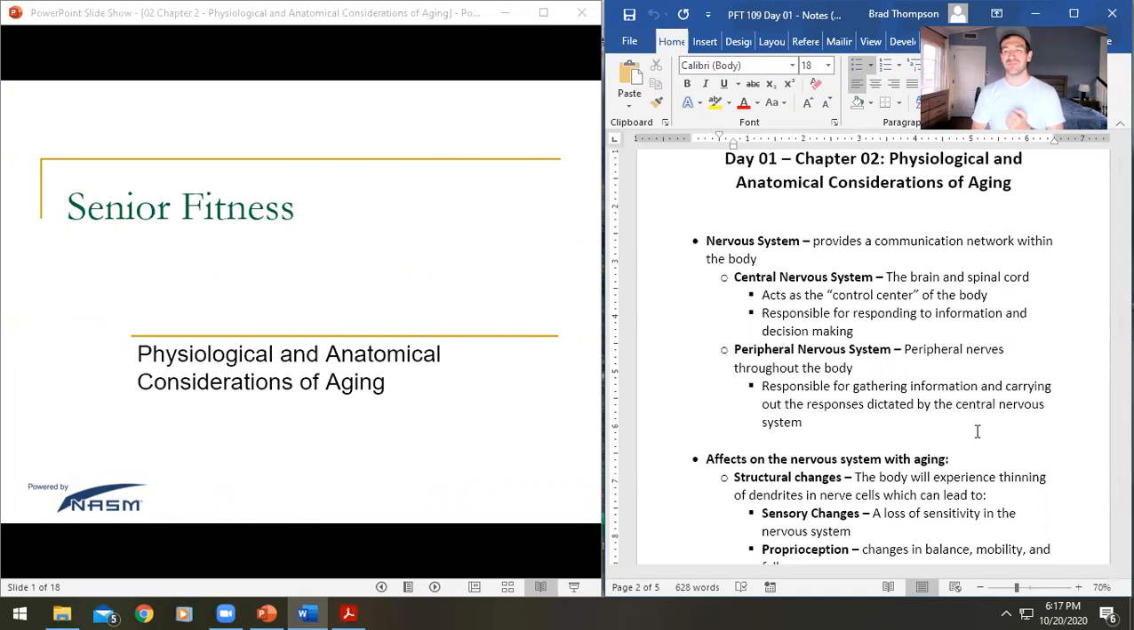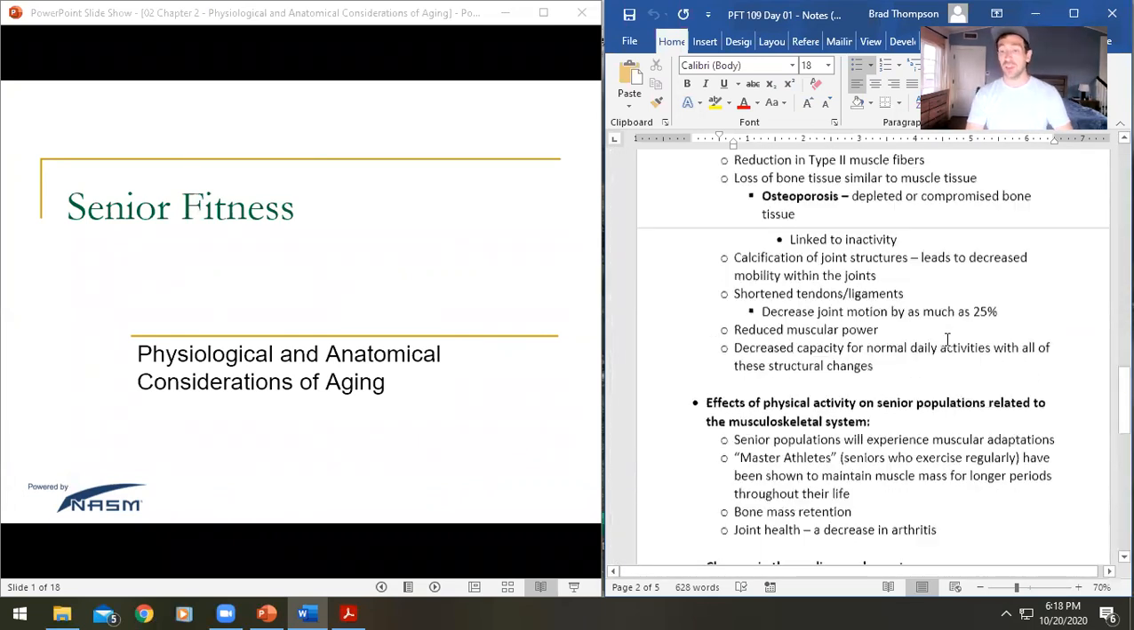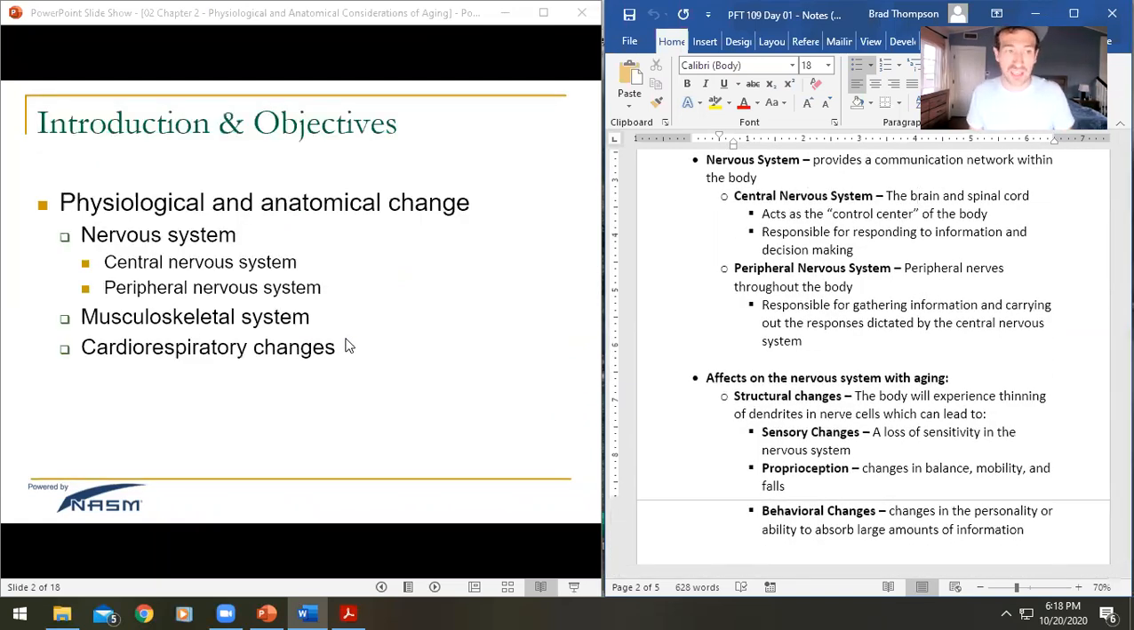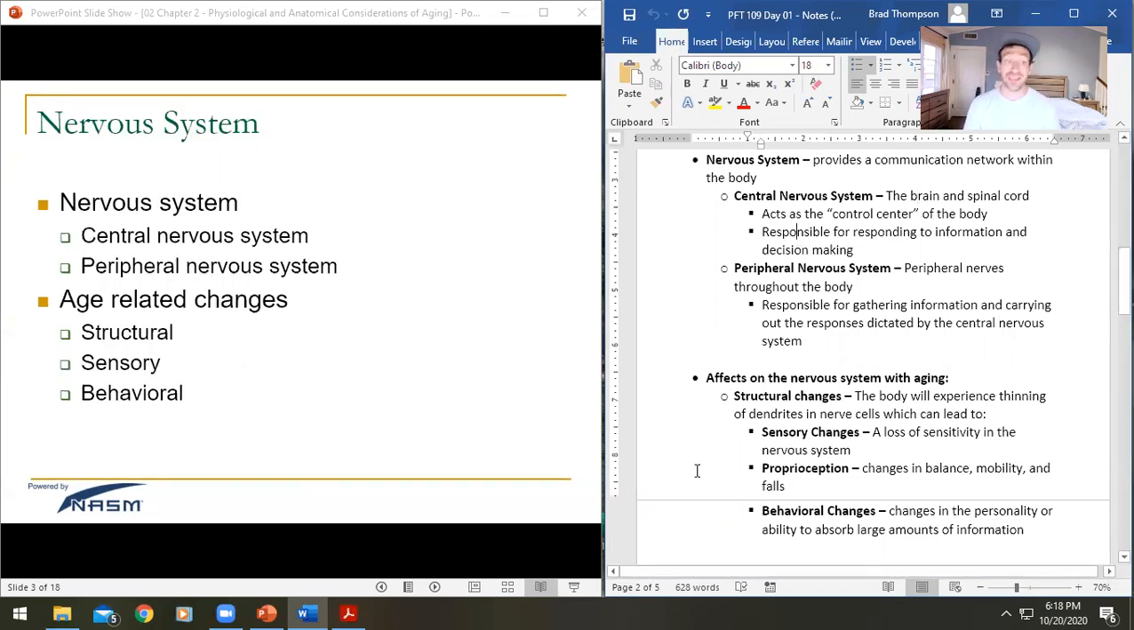All right, let's look at some of these anatomic differences here. We're going to look at a physiologic level. We want to understand some of the physiologic and anatomical differences. There are some structural things, but there's also some physiologic things happening as well. We want a good understanding of that, especially when we look at the nervous system. There's a lot of nervous system changes that happen. Obviously, there are also musculoskeletal changes and cardiorespiratory changes. So this is where we are looking at differences in our heart and lungs, our skeletal muscle, bones, and nervous system.